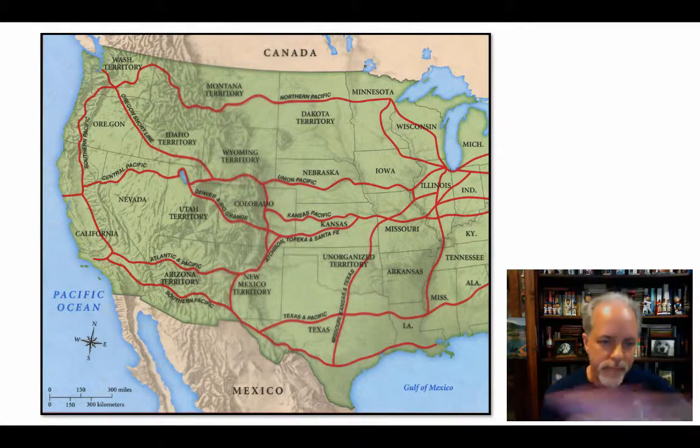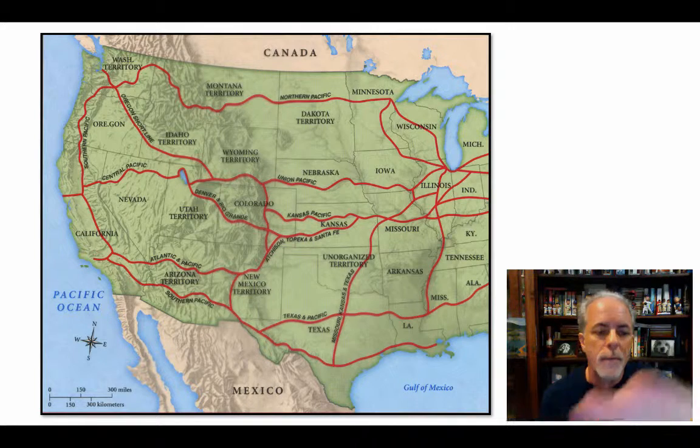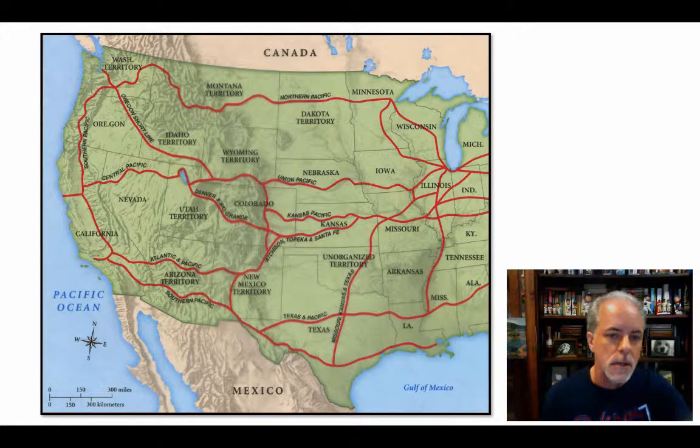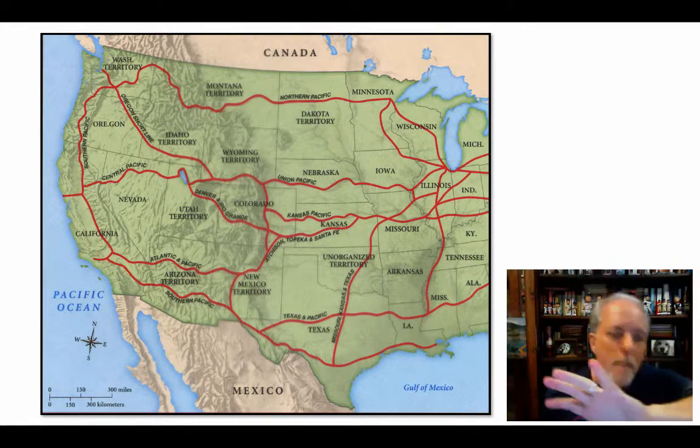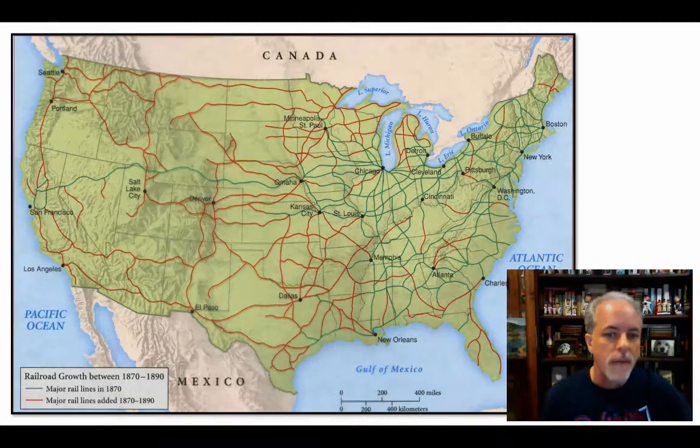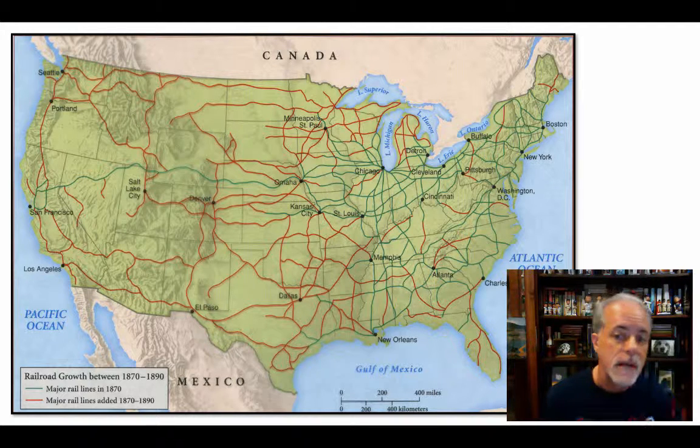Okay? This gives you a sense of the big trunk lines, the main railway lines of the West. Then this gives you a sense of railroad growth between 1870 and 1890, major rail lines by 1870, and then the main lines added between 1870 and 90. Okay, this gives you a sense nationwide. You can see what's going on, right?